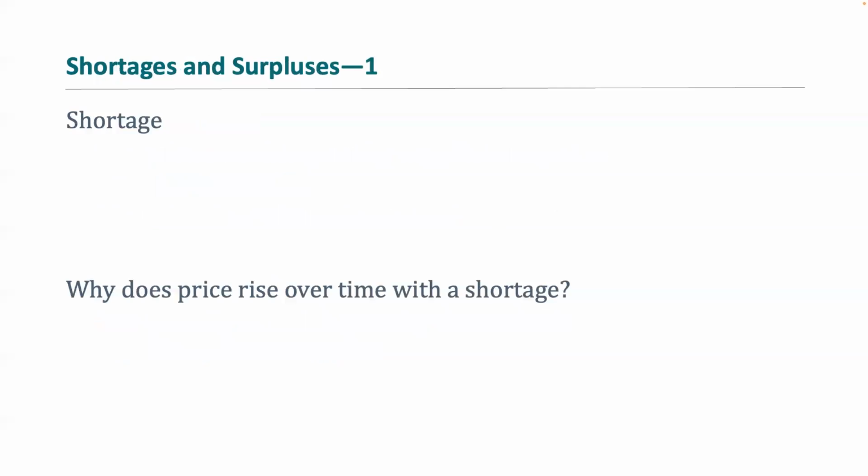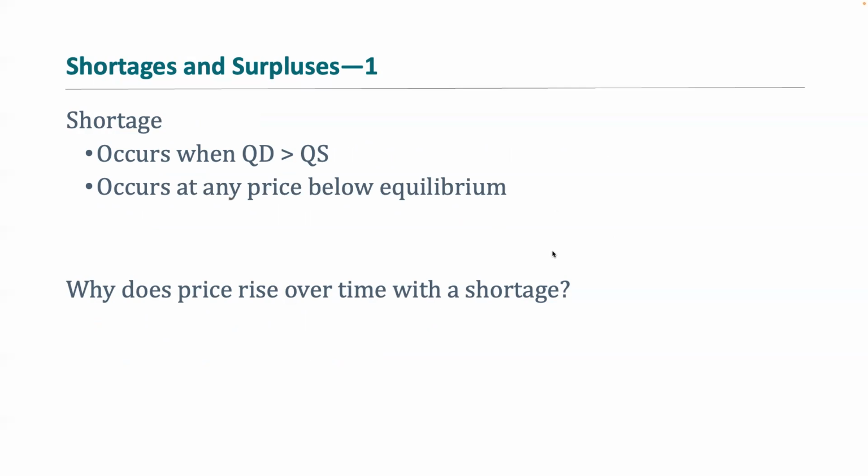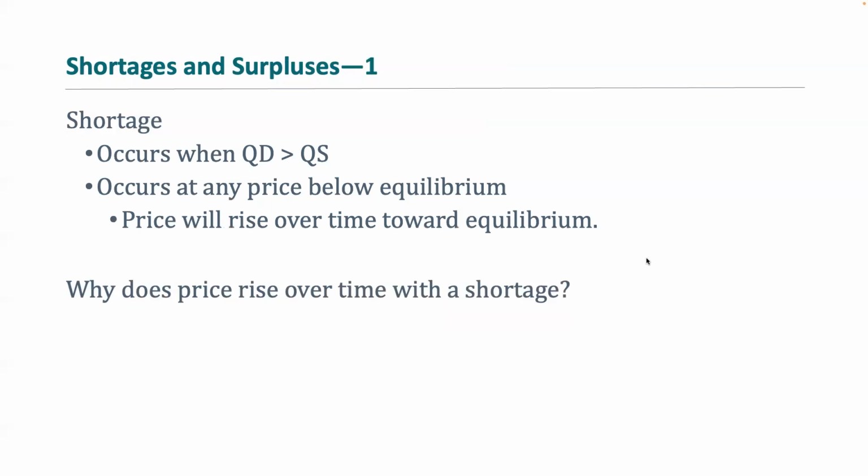Before we start to examine this graphically, I want to talk about shortages. So shortages are going to occur when our quantity demanded is greater than our quantity supplied. This is going to happen at any price below equilibrium, because our buyers are demanding a lot of a product, but our sellers aren't willing to give them this product because that price is too low. It's below that equilibrium. What's going to happen when a shortage occurs is that our price is going to rise over time to get back to that equilibrium.